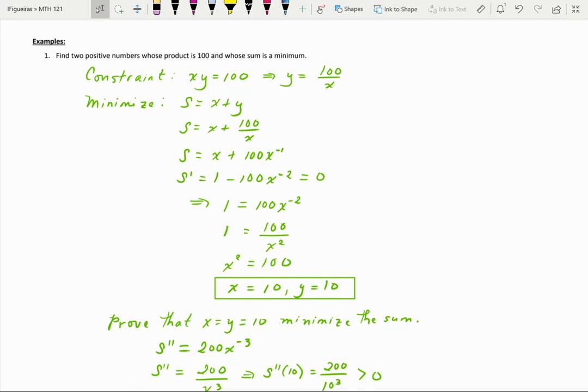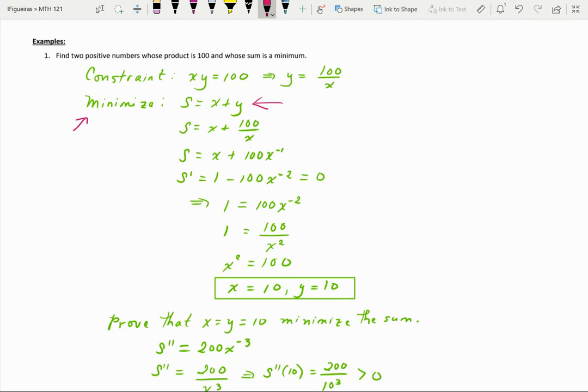So first example says find two positive numbers whose product is 100 and whose sum is a minimum. Okay, so we're trying to find these two positive numbers. Our constraint is that the product x times y is equal to 100. And we are asked to minimize the sum of those two numbers. So we want to minimize s equal to x plus y. So always make sure that you're coming up with an equation for what it is that you want to minimize. So, you come up with the variables that are appropriate and then move from there.